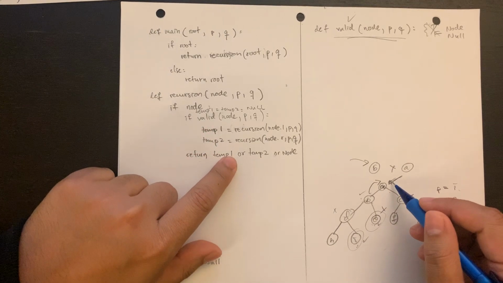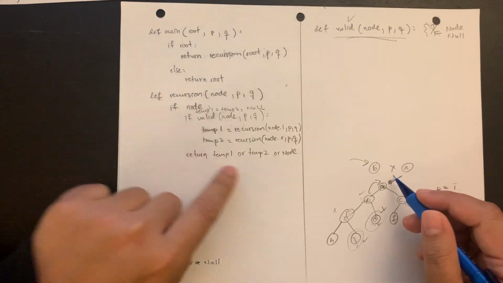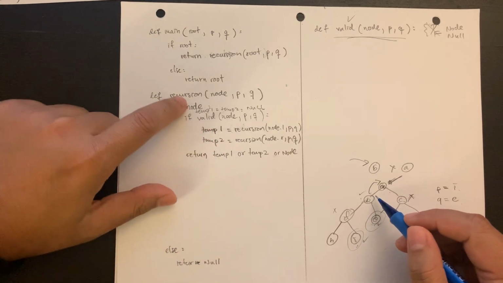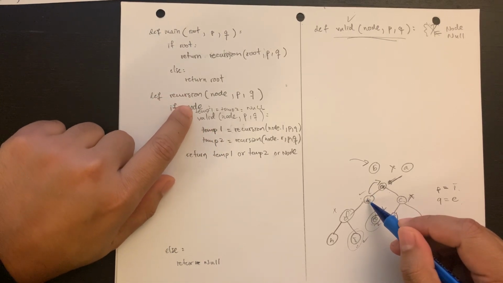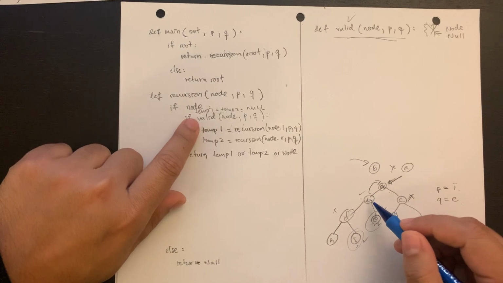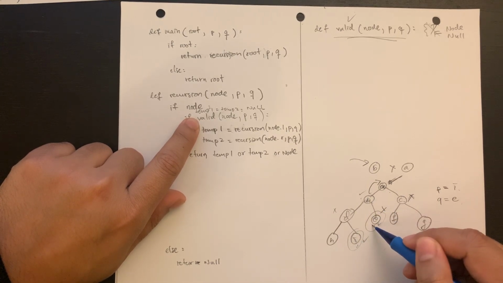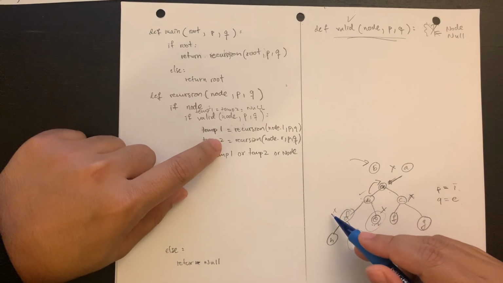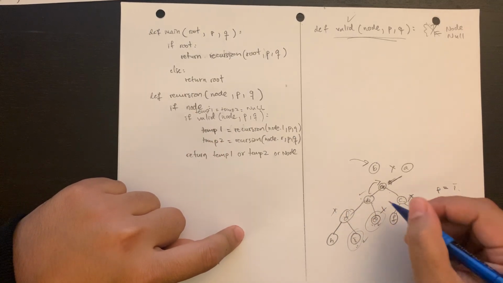So in the case that it's not wallet, it just returns null. But this is wallet, so it's called temp1. So temp1 goes up here, so it's a node, and then itself it is wallet because B contains I and E. So it recurses on this one. When it recurses on this one, it's invalid, so it's going to return null.